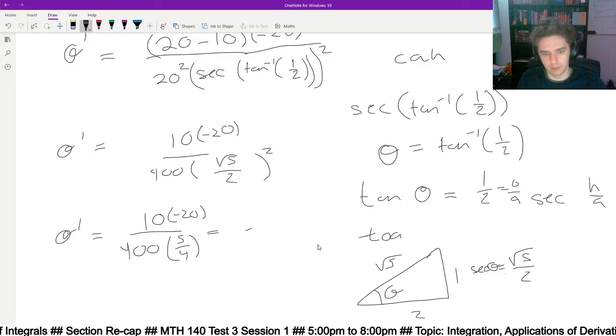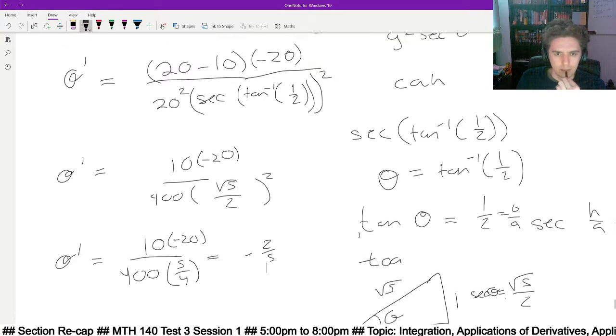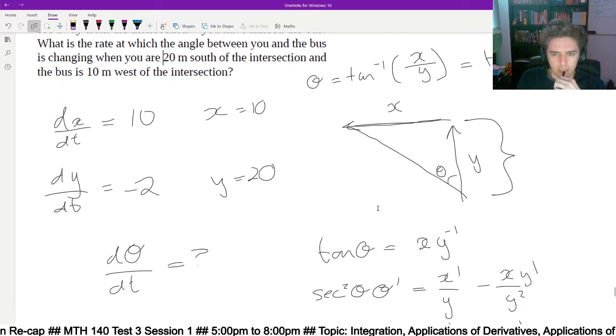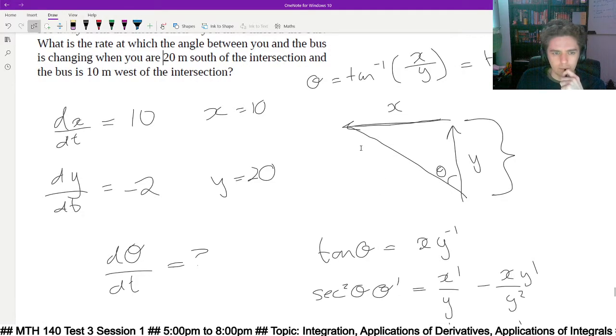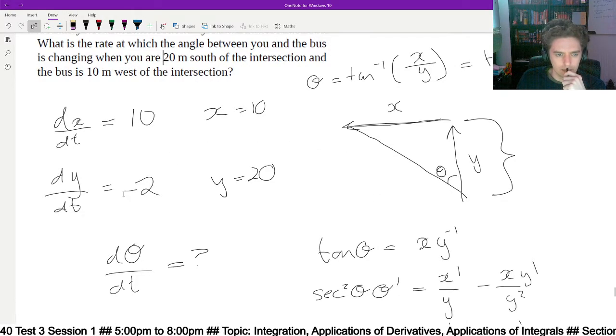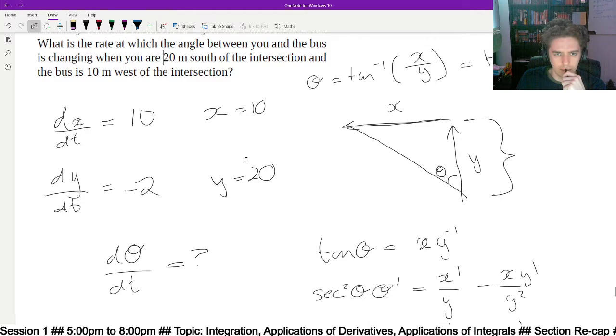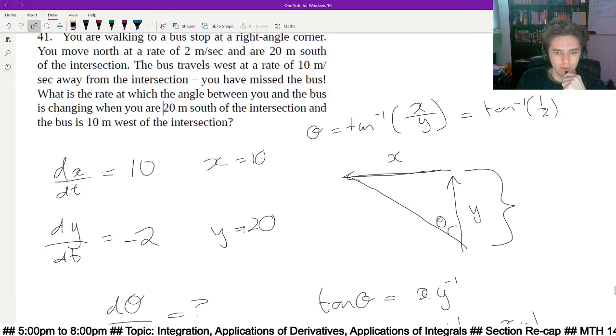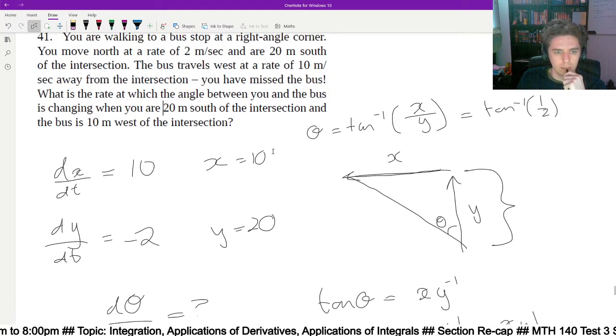Or negative 2 over 5, I mean. 2 over 5. So let's just keep going from the beginning. What did I get wrong here? y is 20. You are 20 meters south, so y is 20. 10 meters west, x is 10.